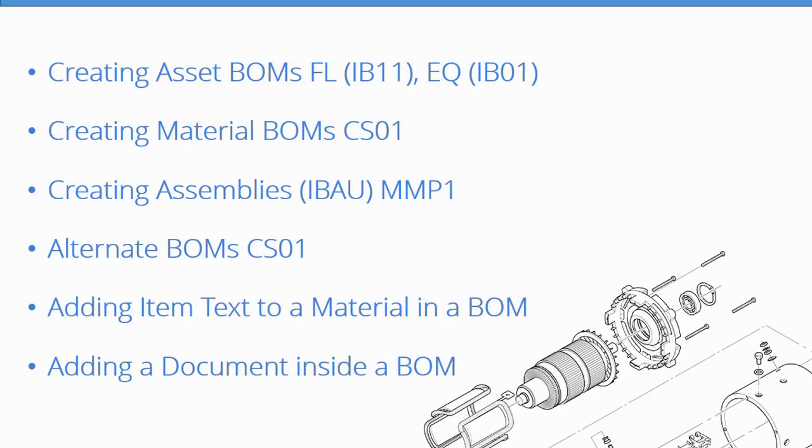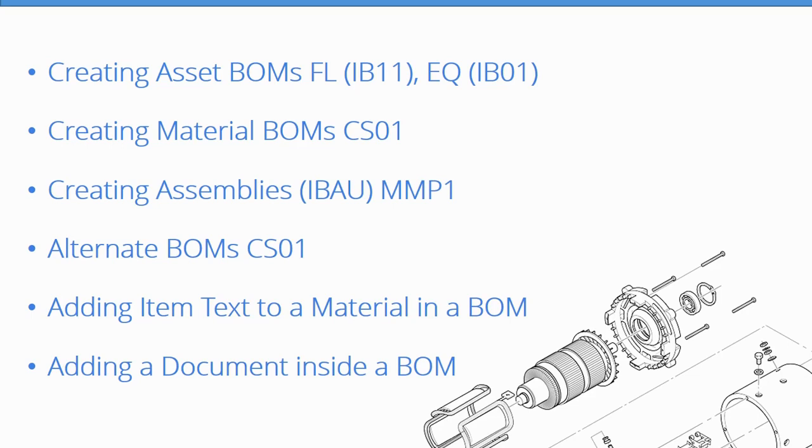So, creating BOMs. This is the agenda for this section of the course. We'll be talking about creating asset BOMs, functional location and equipment ones. These typically are not that useful. They're for when you only have one of that type for the whole company, because they can't be shared, can't be moved, can't be copied very easily.